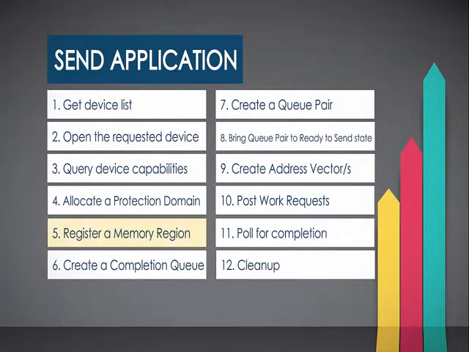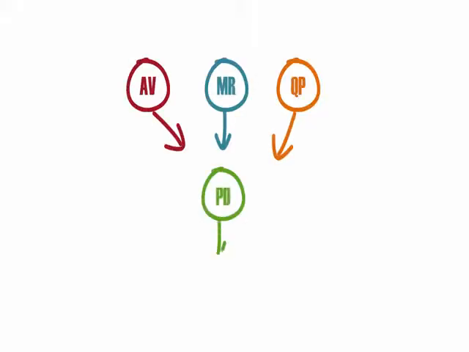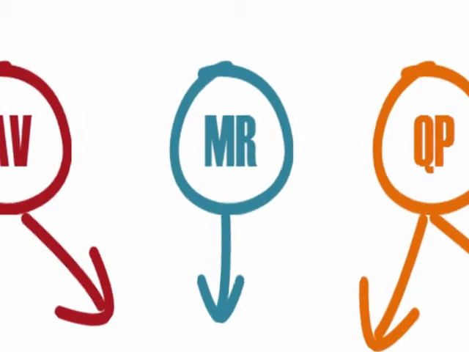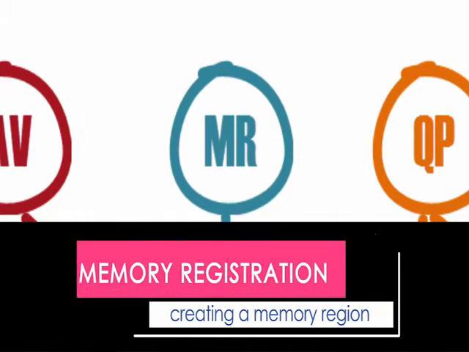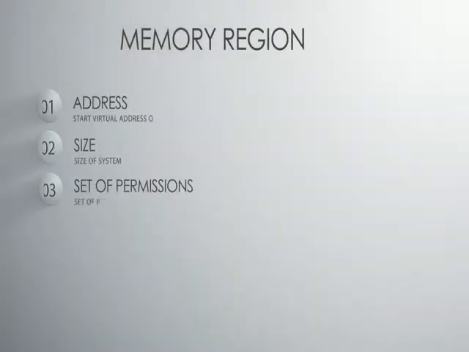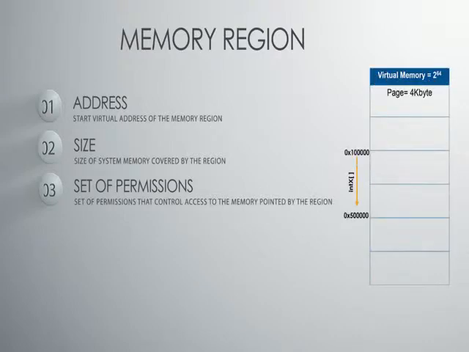This tutorial will explain how to register a memory region. In order to perform RDMA operations, it is necessary to grant the network adapter permission to access local host memory. This is done through a resource called memory region, while creating a memory region is known as memory registration. A memory region has an address, a size, and a set of permissions that control access to the memory pointed by the region.